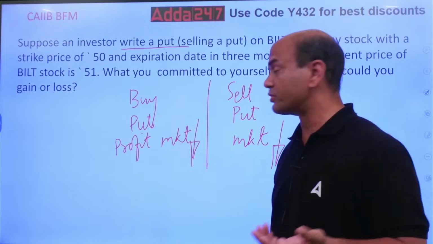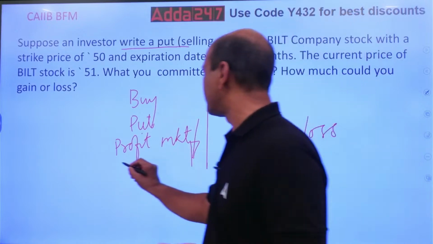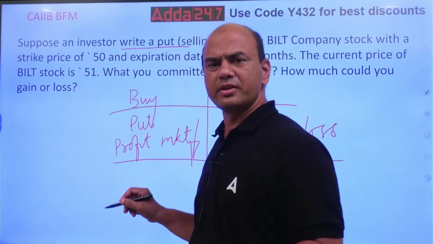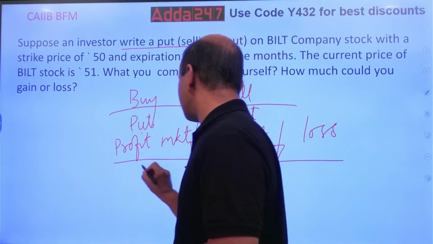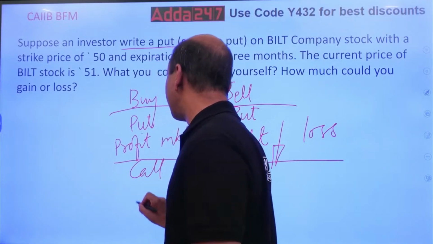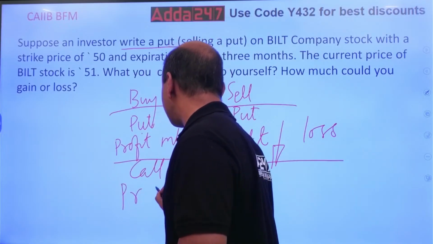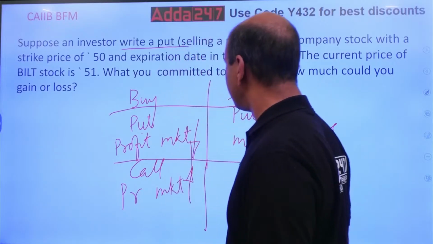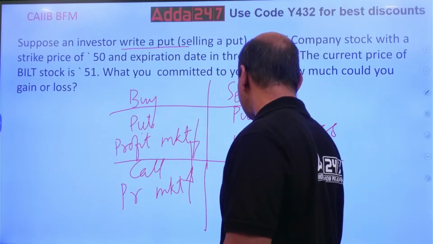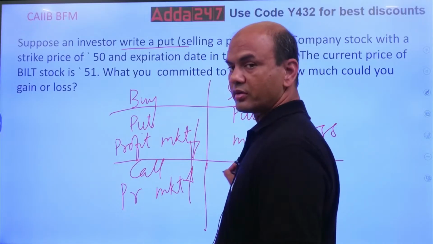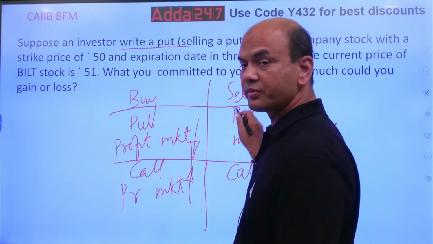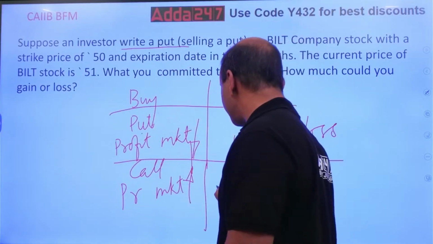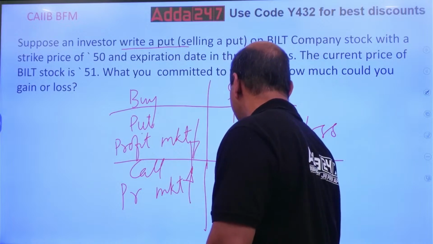The reverse is also true. Now, let's discuss the same thing about the call option. Call is a similar one. In a call, the buyer will profit when the market is up. And if I sell the call, the seller will profit here. Here we are talking of the seller, and there we were talking of the buyer. The seller will profit when the market is down.